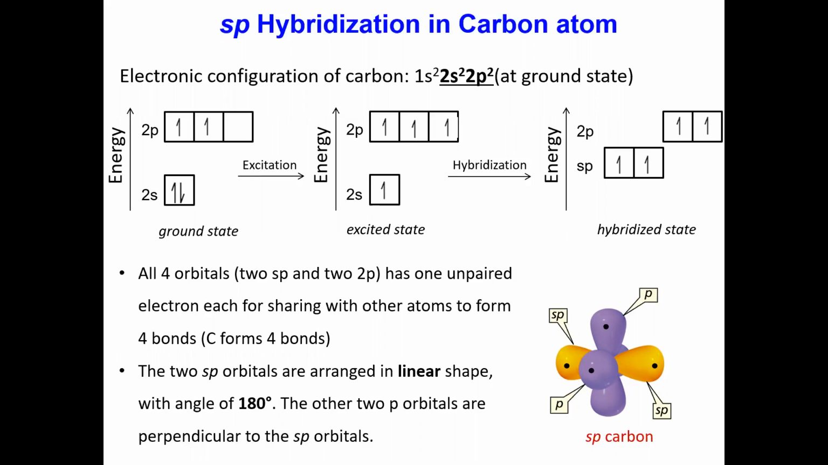The two sp orbitals are arranged in a linear shape, with an angle of 180 degrees. The two other 2p orbitals are perpendicular to the sp orbitals.